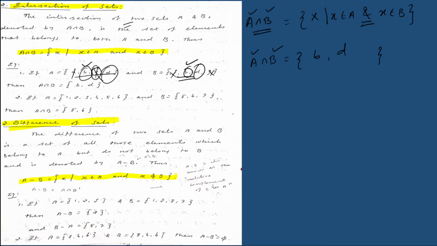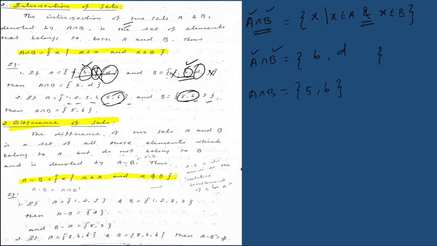Next, the second example. Let me take the set A consisting of the elements 1, 2, 3, 4, 5, 6 and B consisting of the elements 5, 6, 7. Here only the two elements 5 and 6 are common to both A and B. So A intersection B is the set consisting of the elements 5 and 6. Intersection means elements that belong to both the sets, and only then can you take them into A intersection B.